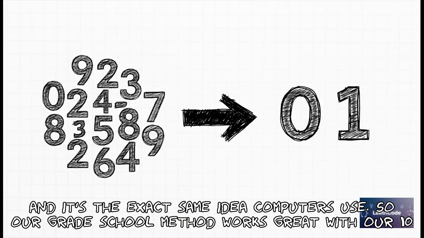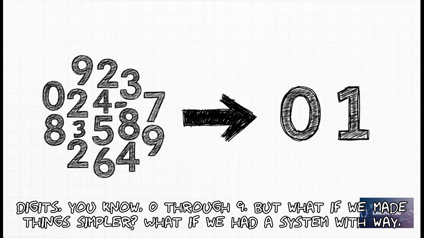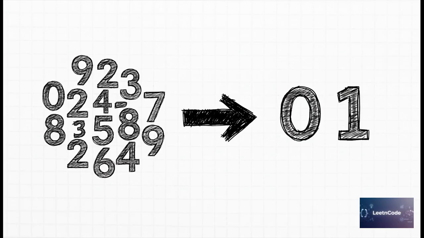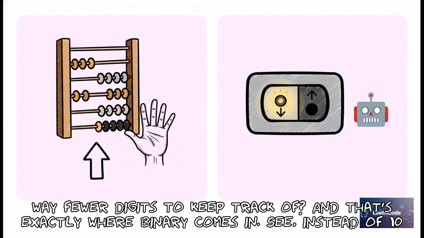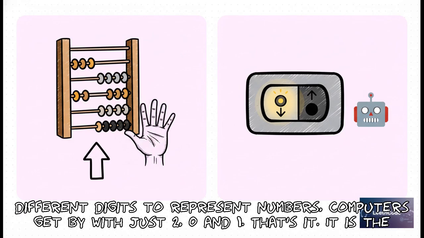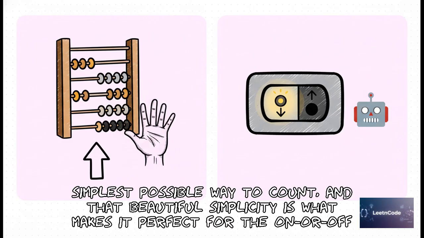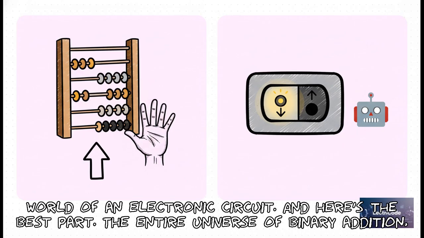So our grade school method works great with our 10 digits, 0 through 9. But what if we made things simpler? What if we had a system with way fewer digits to keep track of? And that's exactly where binary comes in. See, instead of 10 different digits to represent numbers, computers get by with just 2, 0 and 1. That's it. It is the simplest possible way to count, and that beautiful simplicity is what makes it perfect for the on or off world of an electronic circuit.